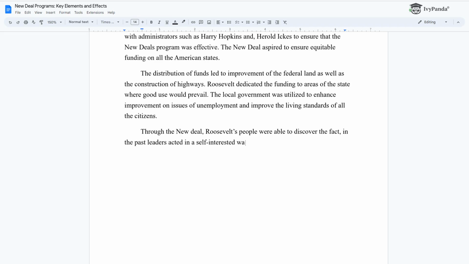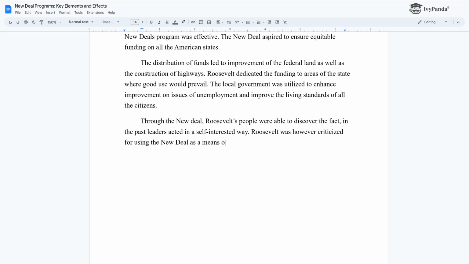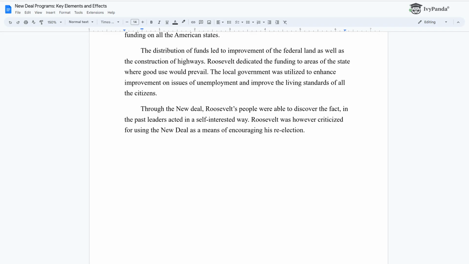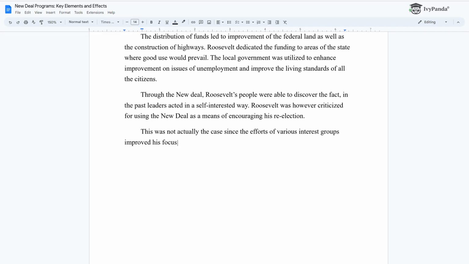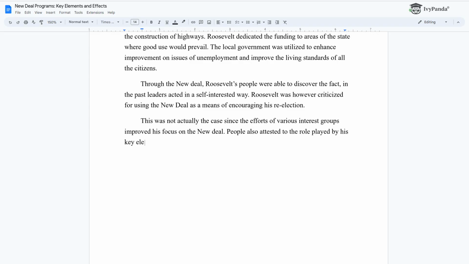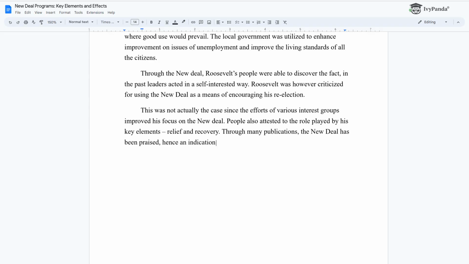Roosevelt was, however, criticized for using the New Deal as a means of encouraging his re-election. This was not actually the case, since the efforts of various interest groups improved his focus on the New Deal. People also attested to the role played by his key elements, relief and recovery. Through many publications, the New Deal has been praised, hence an indication that it was successful.